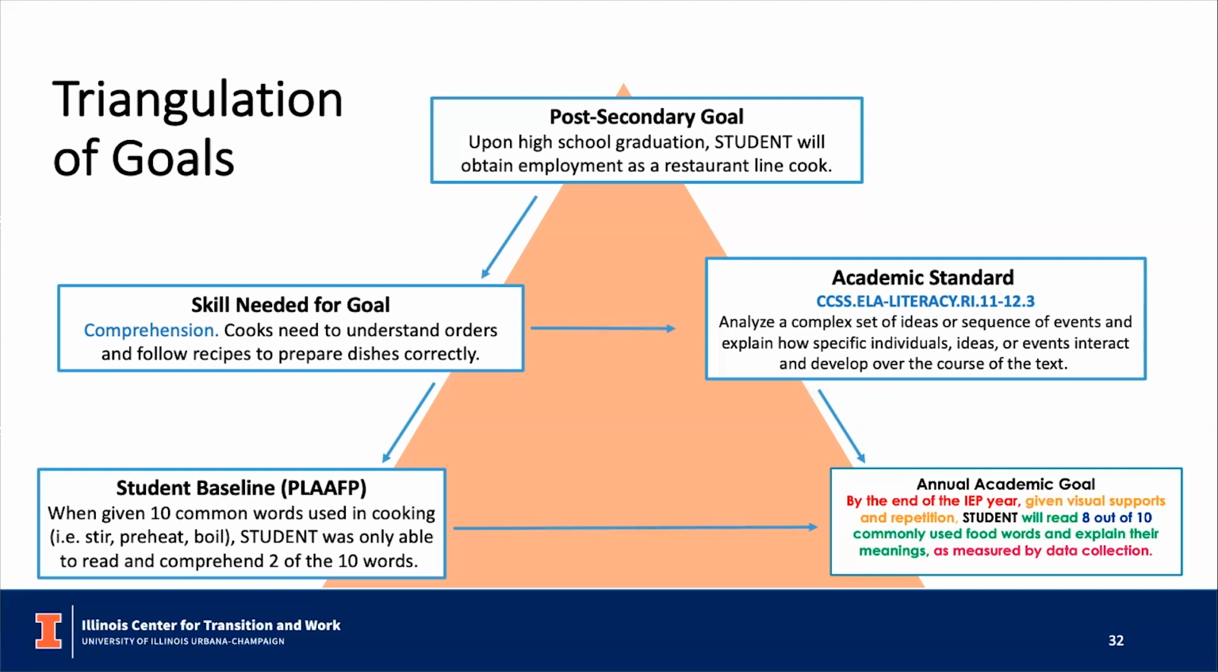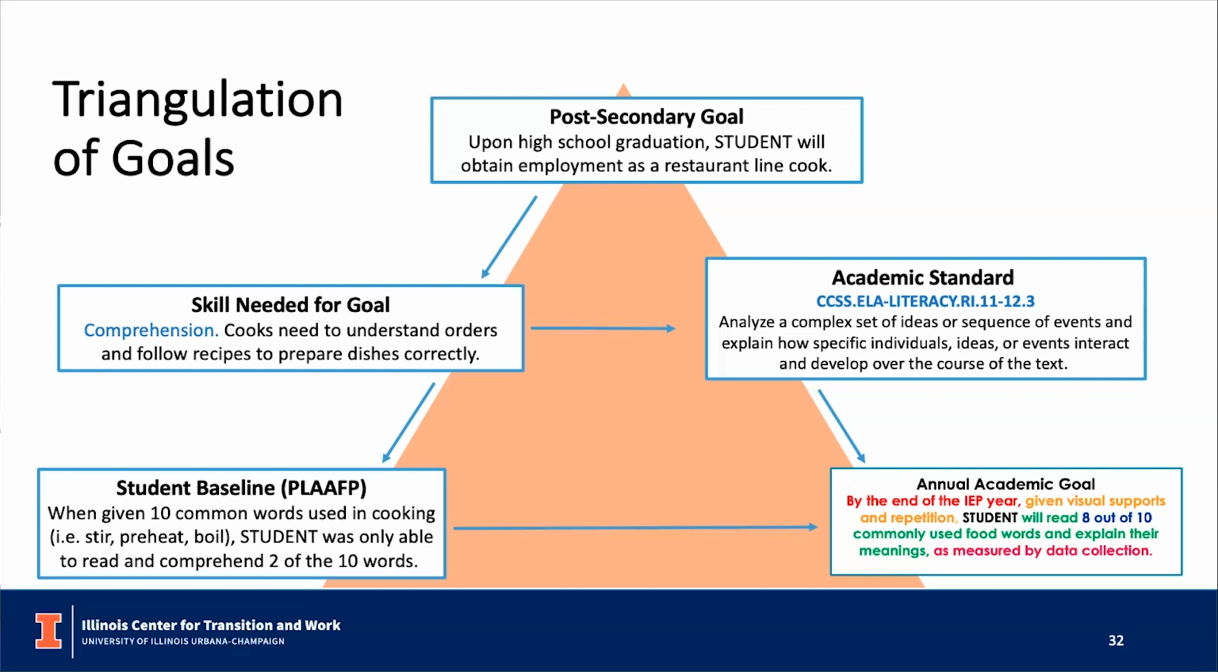In alignment with the academic standards now, going over to the right there, we want to think about, okay, academically, in the requirements for the state of Illinois or Common Core, it is important that students are analyzing a complex set of ideas or sequence of events and explain how specific individuals, ideas, or events interact and develop over the course of the text. Beautiful academic and transition overlap opportunity there, right? The employment goal requires comprehension. We've got an academic standard that aligns beautifully with that. We know exactly based on assessment data where the student currently sits with that skill. So now we have an annual academic goal that is also a transition goal that's going to come together.